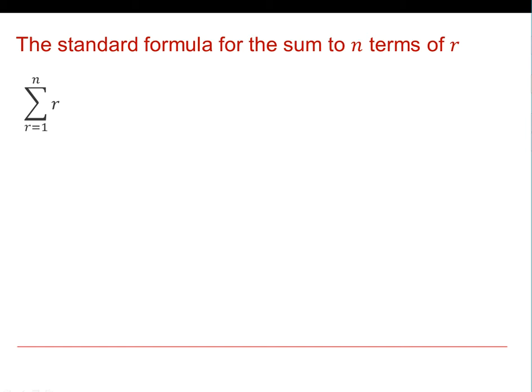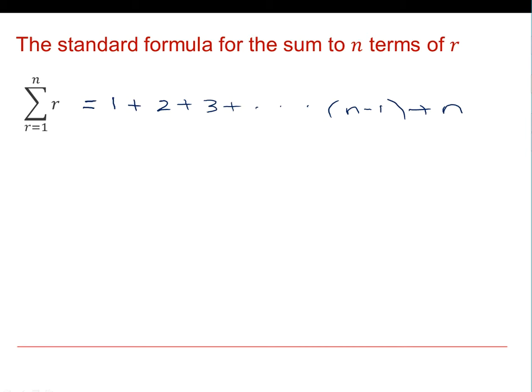In the previous video we looked at using the sigma notation, so here we know that we are summing the terms r from r equals 1 to n, and that this would look like 1 plus 2 plus 3 plus going on up to n minus 1 plus n.